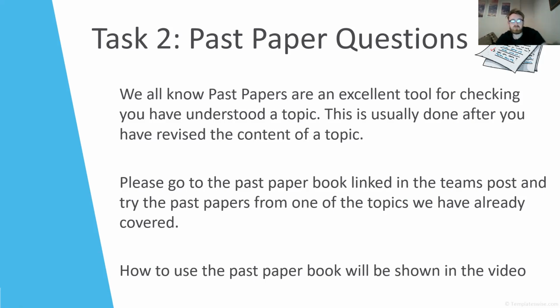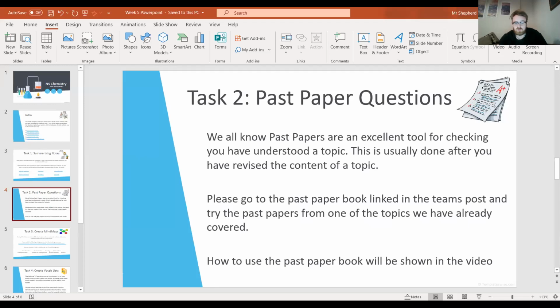So you may or may not have seen this before, but if you go to Teams, if you go to Files and Revision, and if you go to this Strontium past paper book, this gives you a list. It's a huge document, but it gives you a list of topics and the past paper questions from each paper relating to those topics. So if you want to do some rate of reaction multiple choice questions, 2019 question 1 and 2, you click on it.